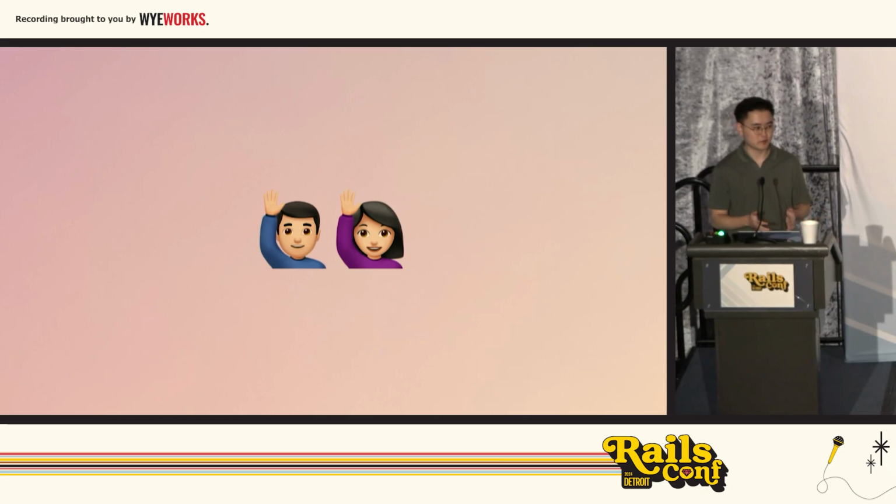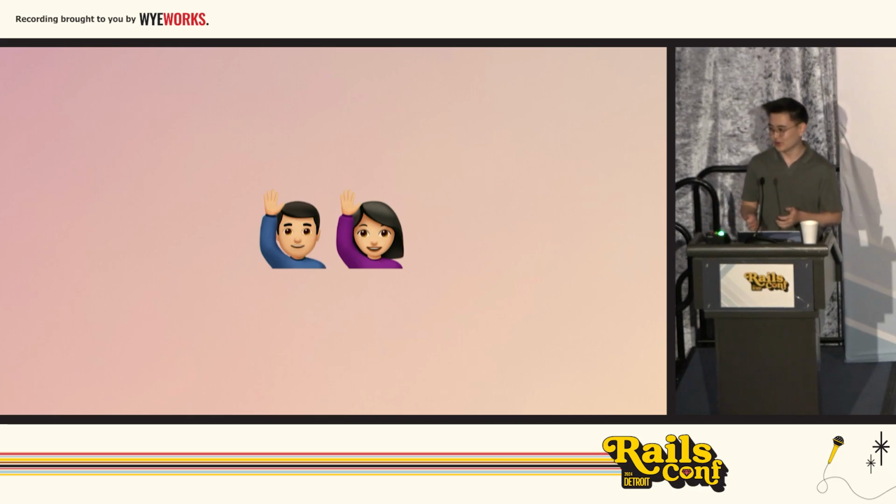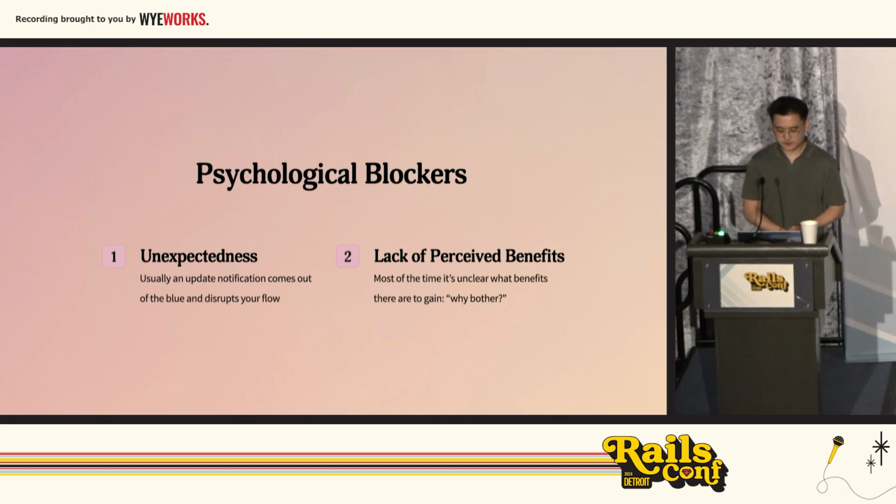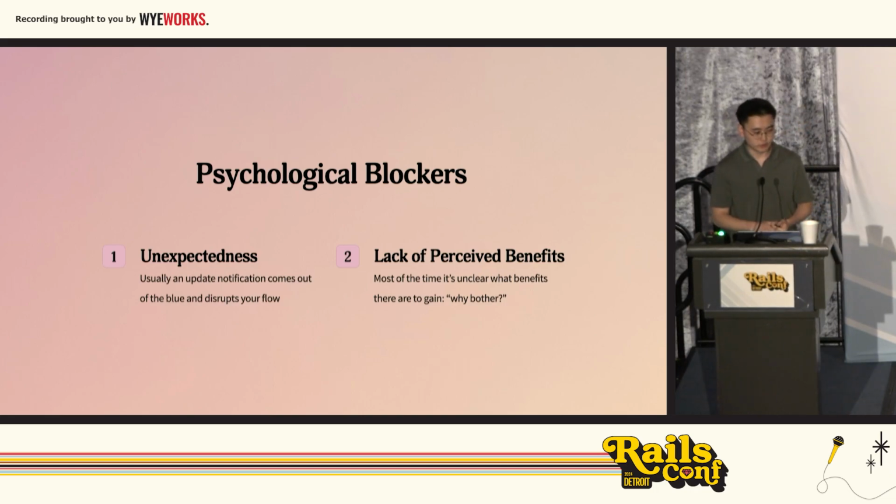Raise your hand if you have ever procrastinated a Mac or Windows PC update. Nice. That's a lot of people. And the same goes for me. So you probably have never thought about it, but there are 2 main reasons behind this. The first is unexpectedness. Unless you're actively waiting for a specific version to release, usually an update notification comes out of the blue and disrupts your flow. The second is a lack of perceived benefit. Nobody really wants to save and close what they're doing to do an upgrade right away, when it's unclear what benefits there are to gain.